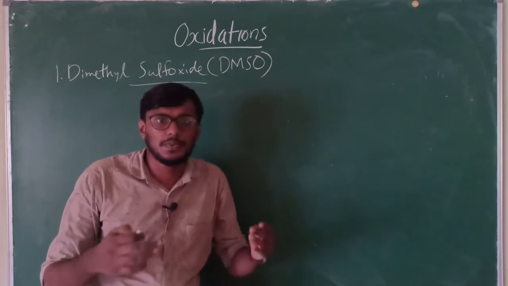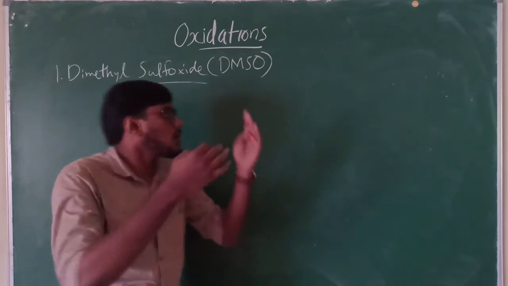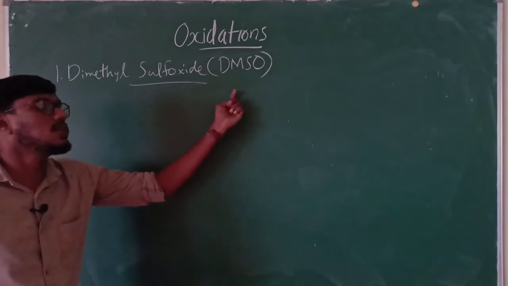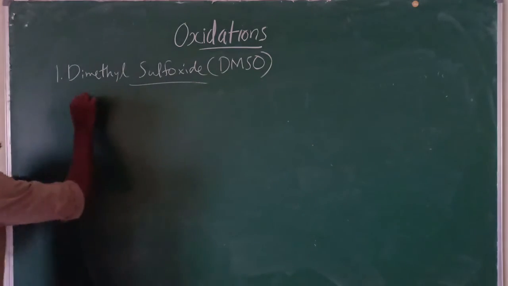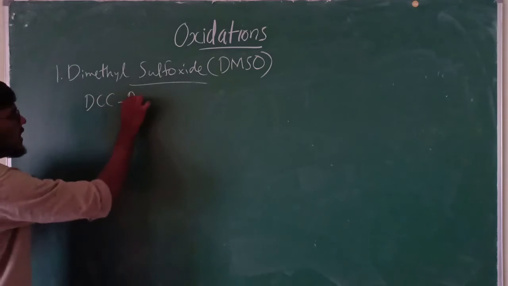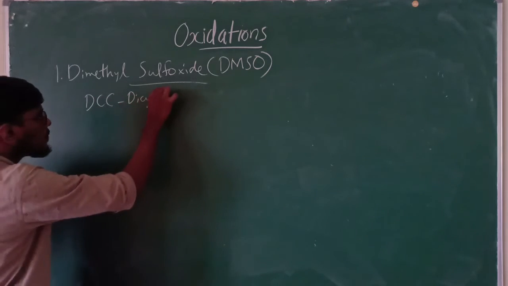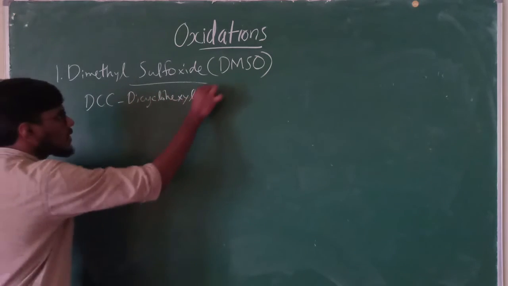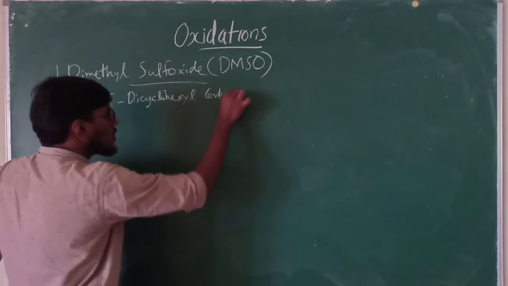Next, we are going to study the DMSO oxidation of alcohols using DCC, that means dicyclohexyl carbodiimide.